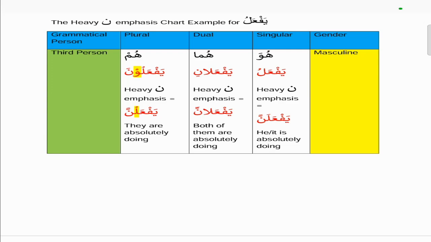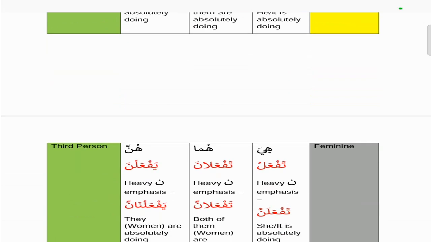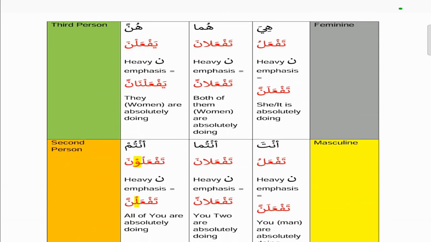So everything else is just added extra to it. So in the hum version, the third root letter lam has a dhamma on it, but whereas in the huwa version, the third root letter lam has a fatha on it. So that's how you tell the difference between hum and huwa. And then the hiya, the original is taf'alu. The heavy noon emphasis version, we say it's taf'alanna, which means she is absolutely doing. And again, you notice that the third root letter lam has a fatha on it. So that indicates that we're talking about a single person, which is she.